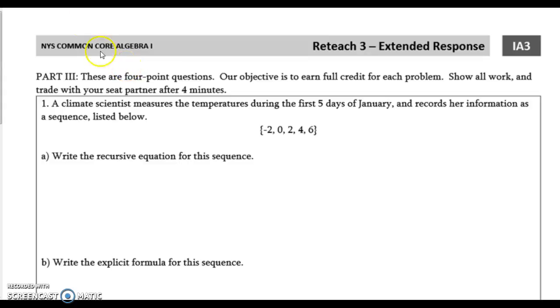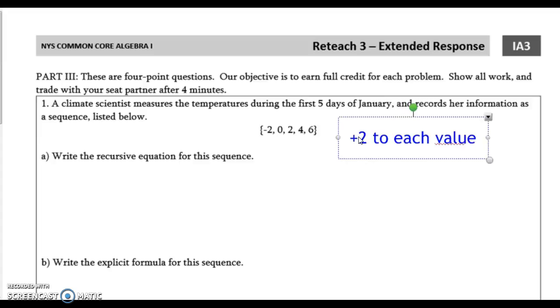Hello students, this is a review of the Reteach lesson that I delivered the other day. The first question talks about a climate scientist measuring the temperatures during 5 days of January. This is a sequence, and we can tell that it is a particular type of sequence: we're adding to each value. So we would call it an arithmetic sequence.